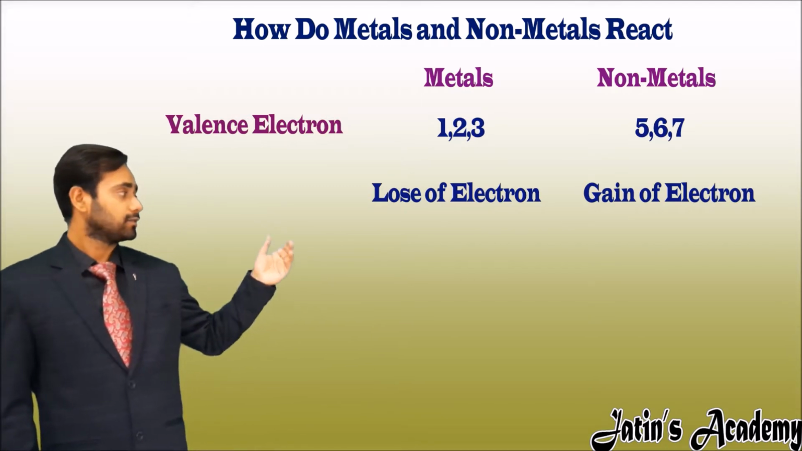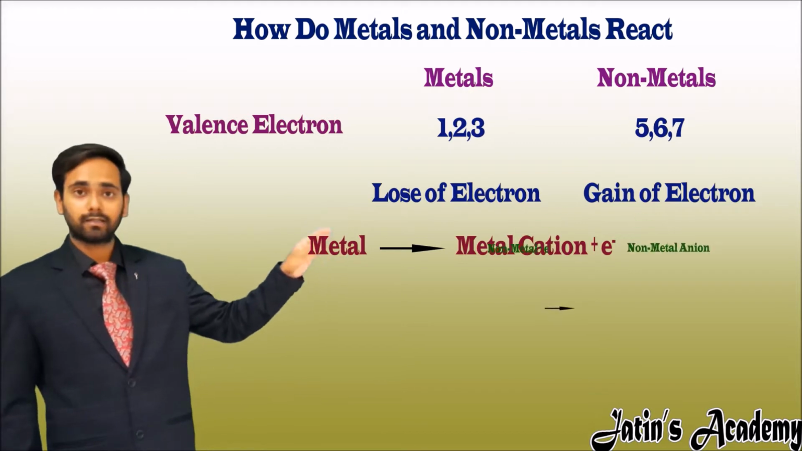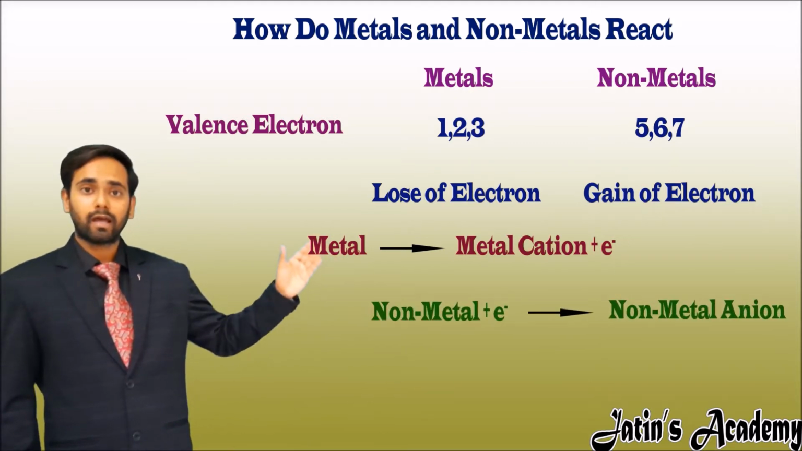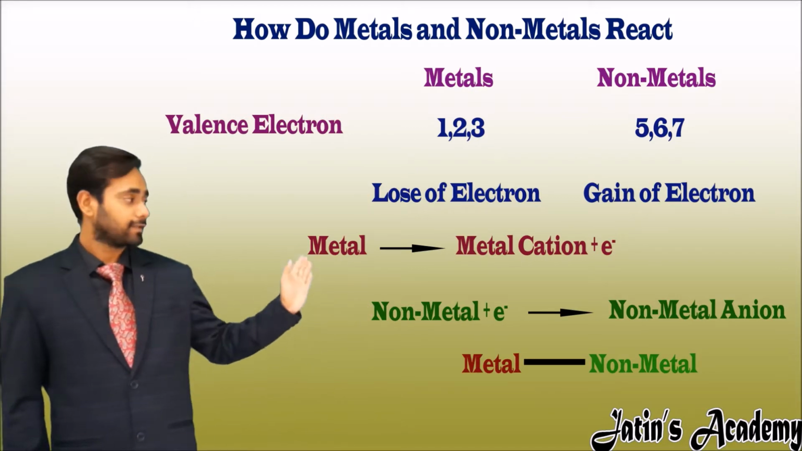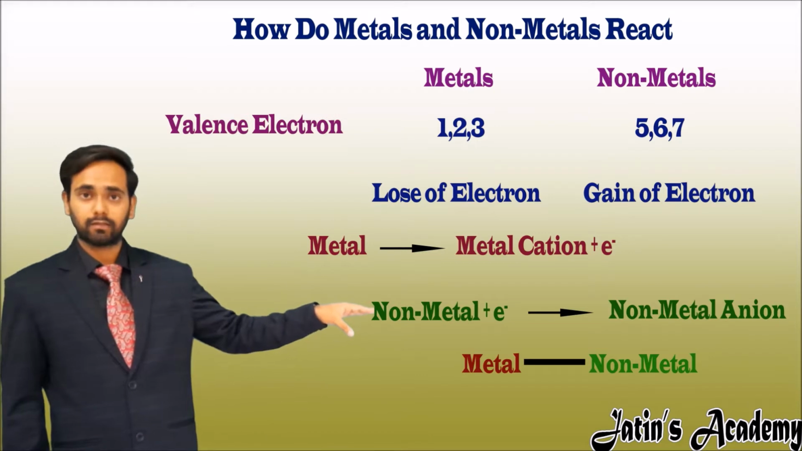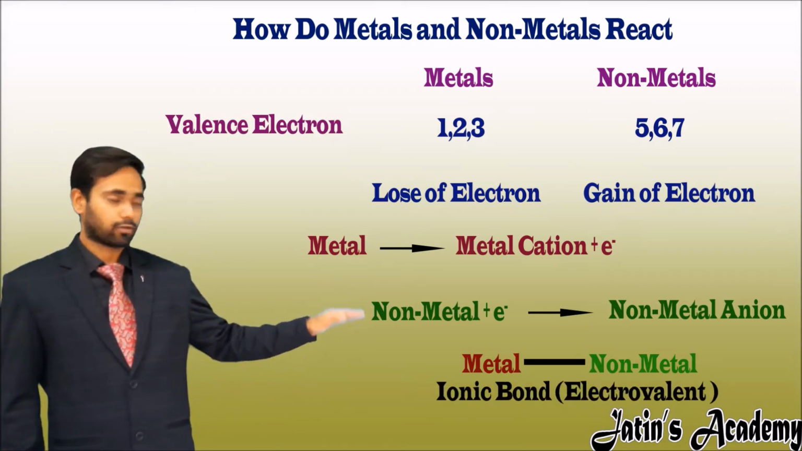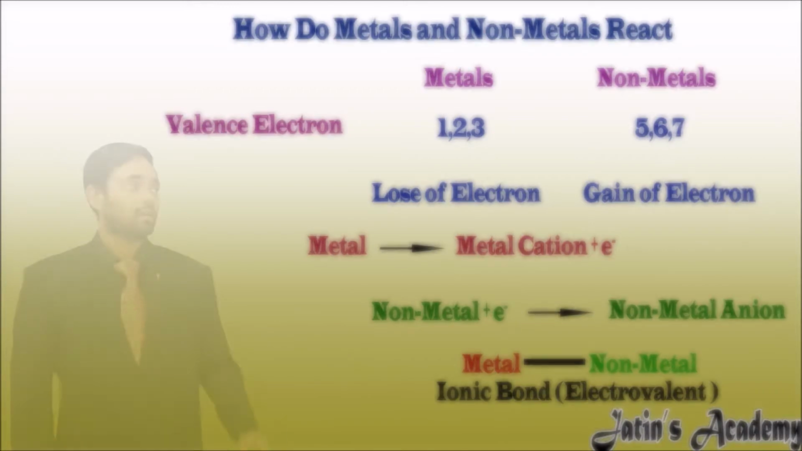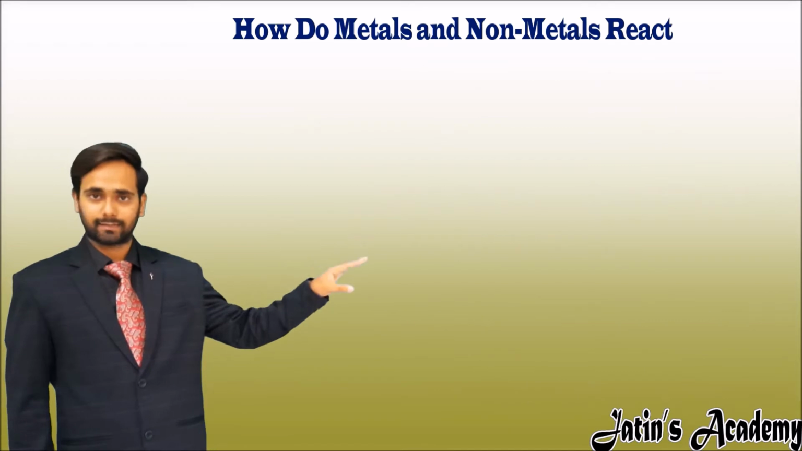So metal donates the electron and the non-metal accepts the same electron, and a bond is formed between the metal and non-metal. When there is a complete transfer of electrons from metal to non-metal, the bond is called an ionic bond or electrovalent bond. Now let's understand this ionic or electrovalent bond with an example.